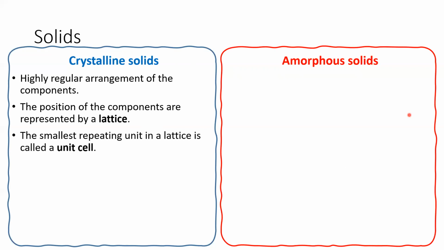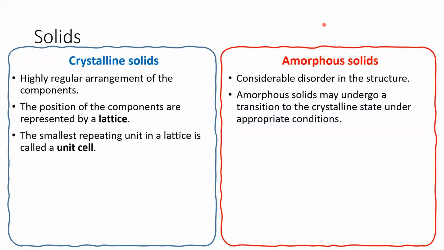So we also have what are called amorphous solids. The prefix a before a word means without, and morph means shape. So we're looking at solids that have an amorphous type of shape. They kind of have a disorder to their structure. They may undergo transitions to become crystalline under appropriate conditions of temperature or pressure. And they have no basic repeating unit, or no unit cell.